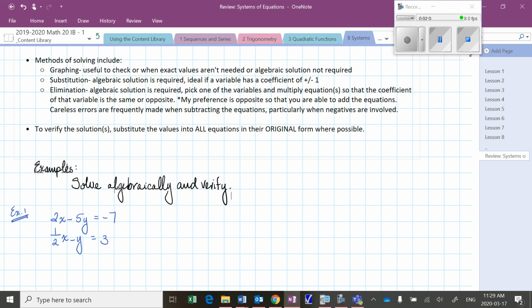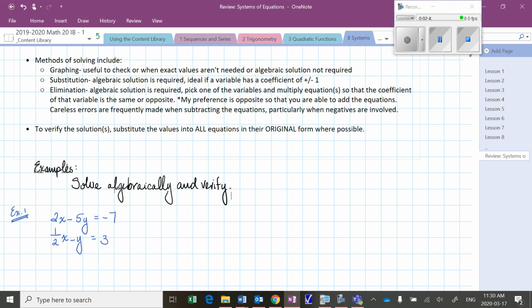So substitution is ideal if a variable has a coefficient of positive or negative 1, meaning that it can be easily isolated. If we don't have a coefficient of 1 or -1, can you still do substitution? Can you still isolate a variable? Of course you can. However, you're making life perhaps a little bit more difficult because you may end up with fractions or decimals that you're having to work through, and that obviously affects our efficiency. Elimination then is a solution to that.